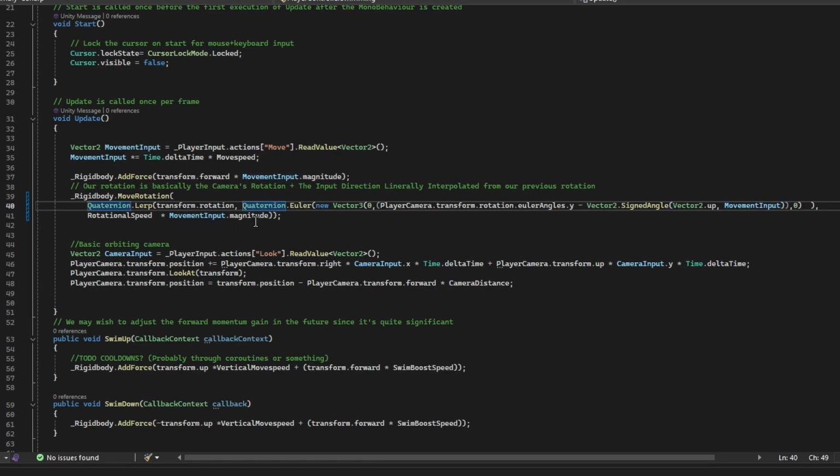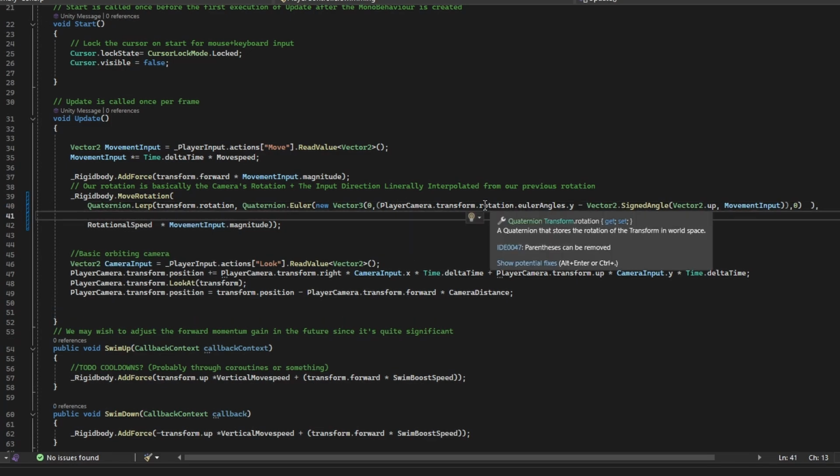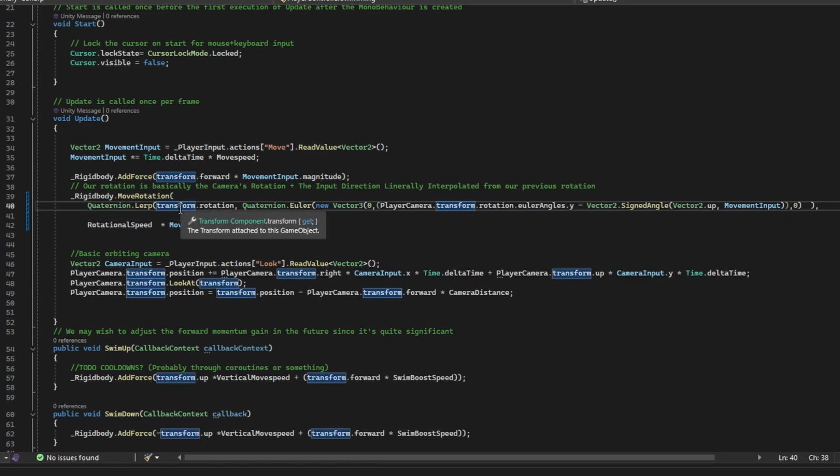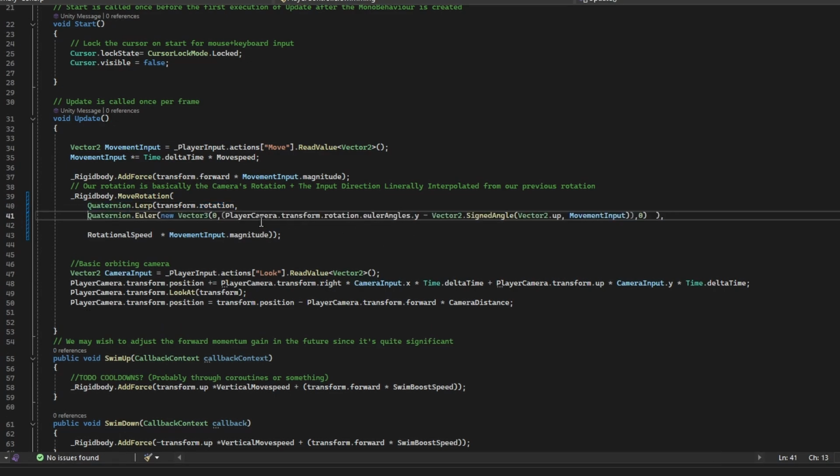So instead of doing that, we decide to do a Quaternion Lerp. If you don't know what lerp is, it's just linear interpolation. And basically that means instead of just putting in whatever we want, we're going to interpolate between our current rotation, which is transform.rotation here, and a value. And that is this value here, which is a Quaternion.Euler of some vector stuff. And we'll break this down more.